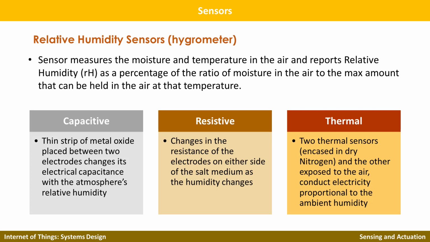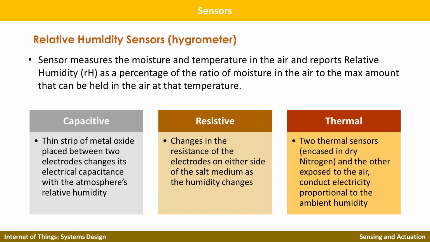Previously, we discussed temperature sensors, especially focusing on 2 different methods that can be used to develop temperature sensors. Here we are going to focus on relative humidity, and we are going to talk about 3 different ways to develop these humidity sensors. Relative humidity sensors measure the moisture and the temperature in the air and report the relative humidity as a percentage of the ratio of the moisture in the air to the maximum amount that can be held in the air at that particular temperature.